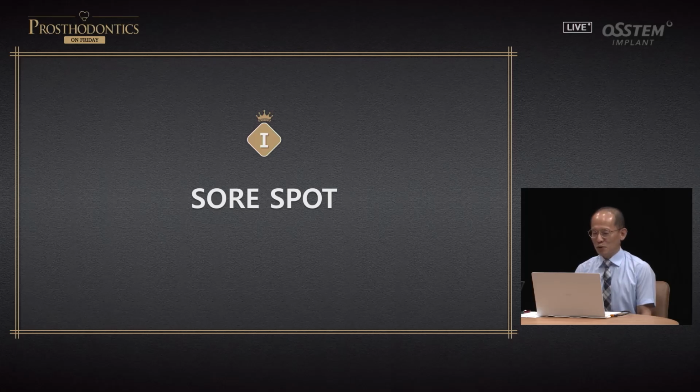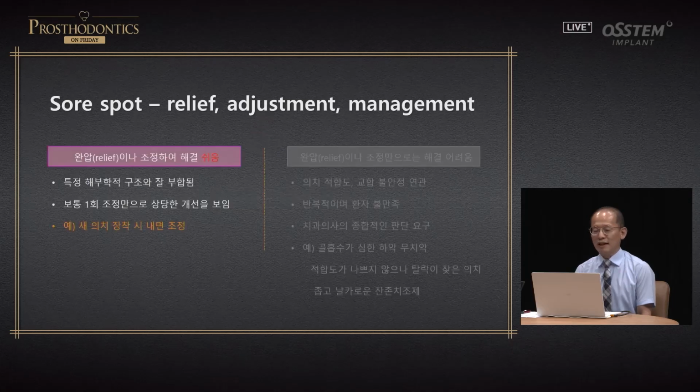If there is pain in the patient, like a sore spot, then you have to see where that pain is coming from. You can resolve it through occlusal adjustment or relief, or try to manage the patient. But if it cannot be quickly resolved with relief, then it's due to the anatomical situation. Somewhere is thick, or there's a scar.